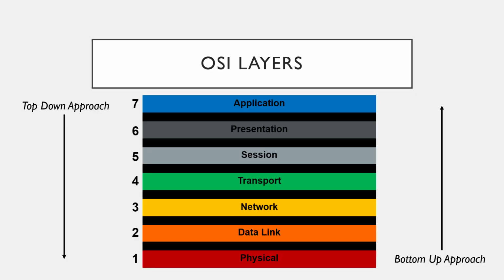So the 7 layers of the OSI model, the top-down approach is, again, at the source. When you go down these layers here, you're starting at the application layer. It passes its information to the presentation layer. The presentation layer passes its information to the session layer. Then it passes its information to the transport layer, and so on through the network layer, the data link layer, and finally the physical layer.